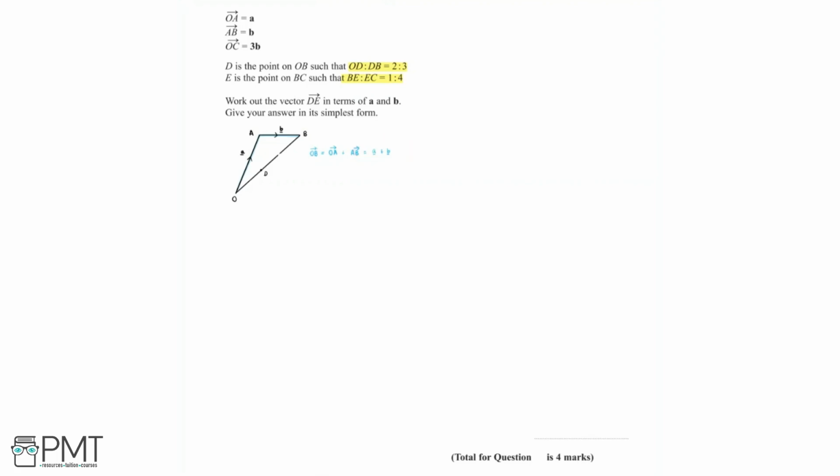But now we're told that D is a point on OB, such that the ratio OD to DB is equal to 2 to 3. Now this has a total of 5 parts, and so the length OD has 2 of these 5 parts, and the length DB has 3 of these 5 parts. So we can therefore say that the vector OD is 2 out of 5 of the vector OB, and the vector DB is 3 out of 5 of the vector OB.